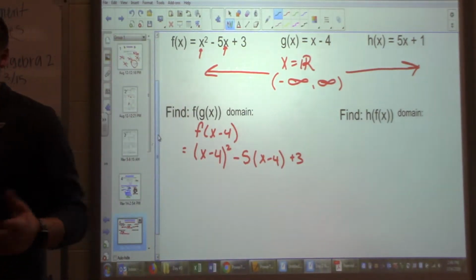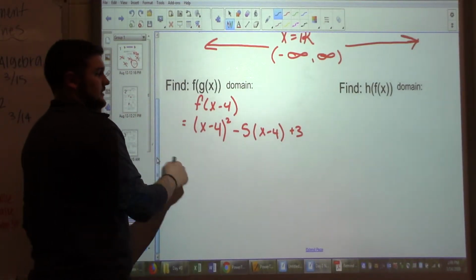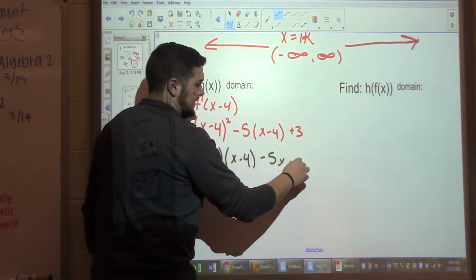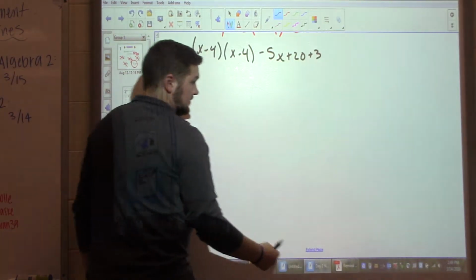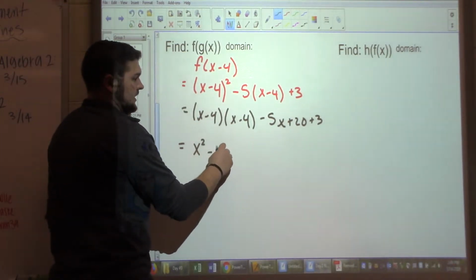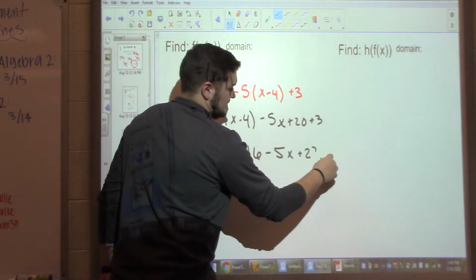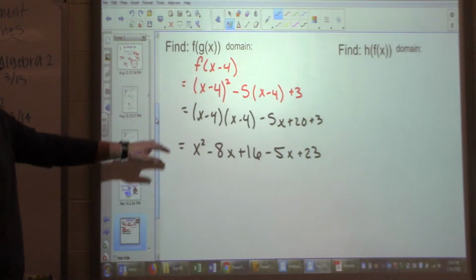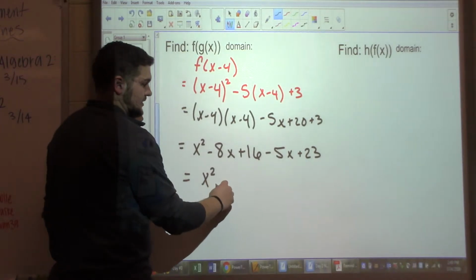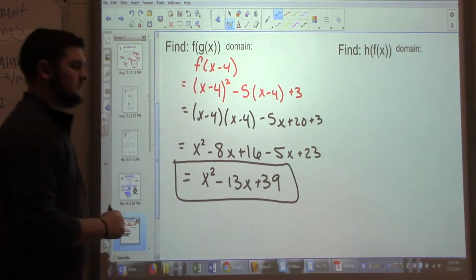So now all I have to do is algebra. I'm going to FOIL out that first piece, distribute my negative 5, and combine my like terms. Right? X minus 4 times x minus 4 minus 5x plus 20 plus 3. So I get x squared minus 8x plus 16 minus 5x plus 23. Right? FOIL out this first part, combine my like terms over here. X squared minus 13x plus 39. So that's my answer.